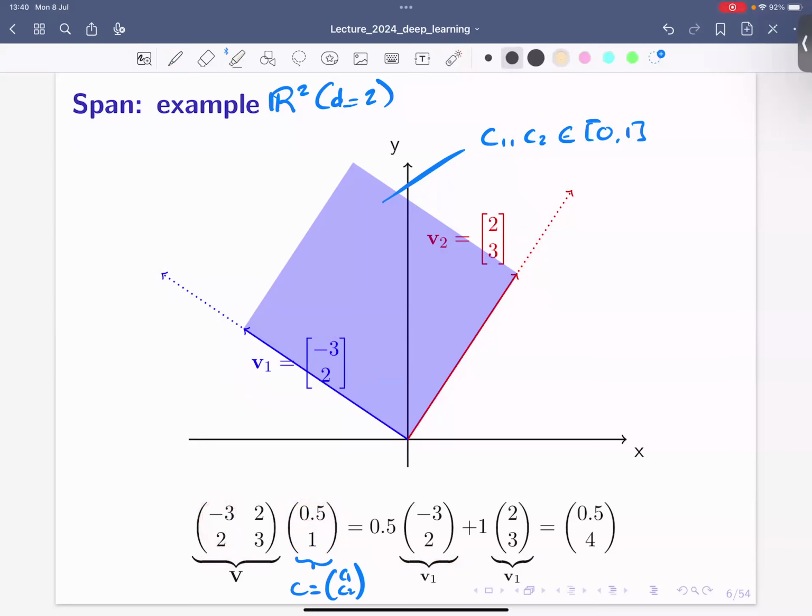Let me highlight this in different colors. Here we have the first column, which is the V1 vector. We take 0.5 of the V1 vector, and then we add this to the V2 vector, which is here, and we just take a coefficient 1. And this gives you the vector 0.5, 4. Here might be good to pause for a minute and try to figure out what this vector is. You're taking 0.5 of the vector V1, so up to here, and then you're taking 1 of the vector V2, which gets you to this point here. So indeed, you can see 0.5, 4 is here.